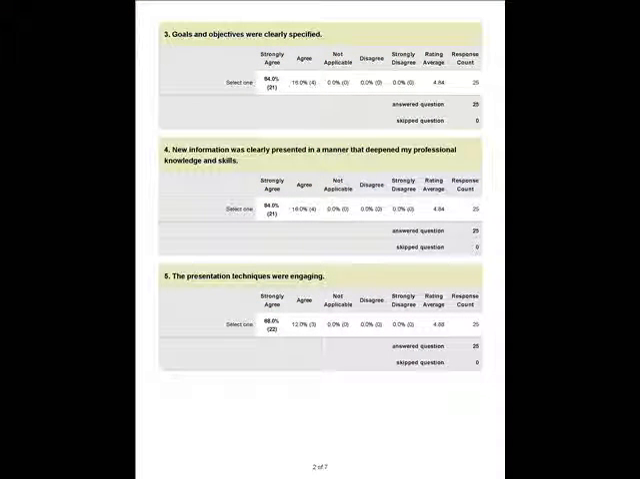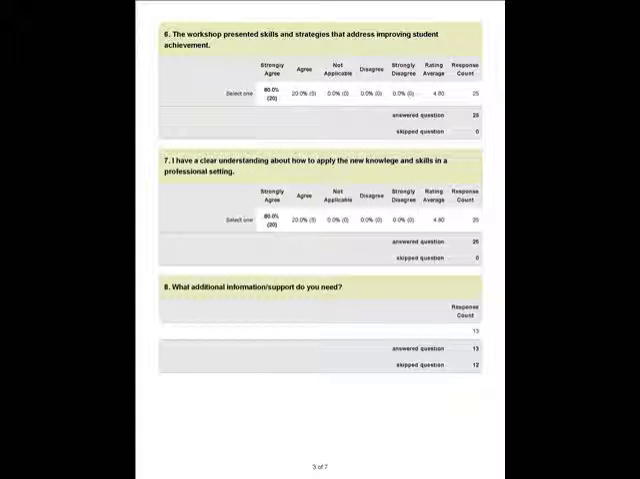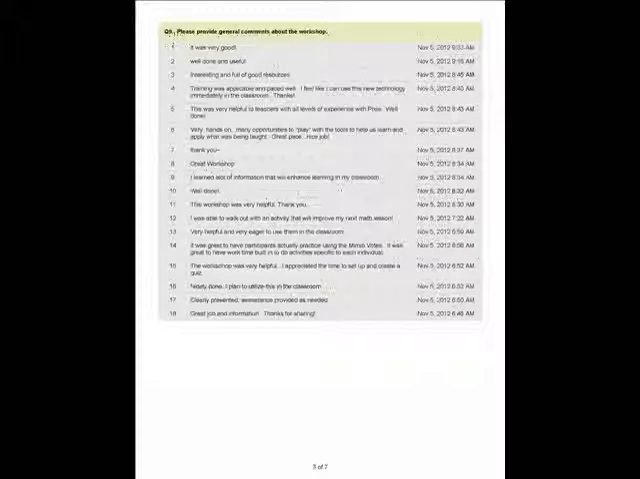The last part of Keller's model is satisfaction. After the workshops, feedback was provided through SurveyMonkey. Satisfaction was evident in the comments made by the teachers. Several noted information was clearly presented, and they plan to utilize Pixie 3 in their own classrooms.